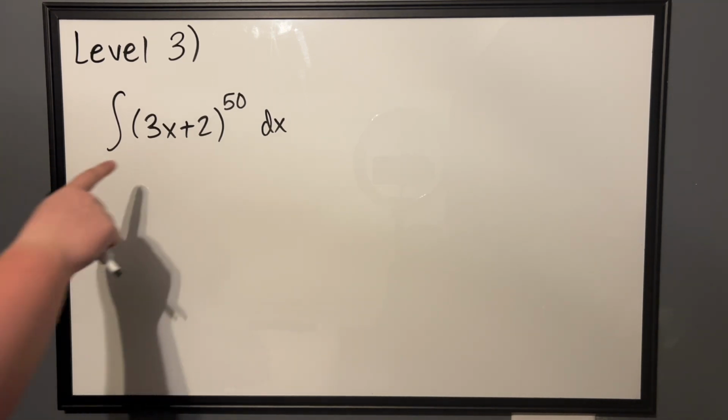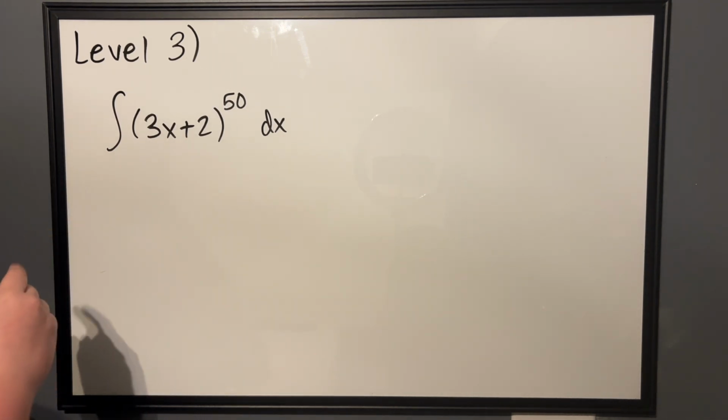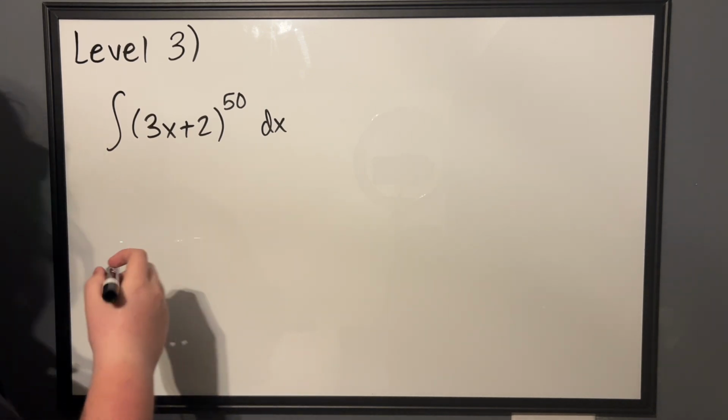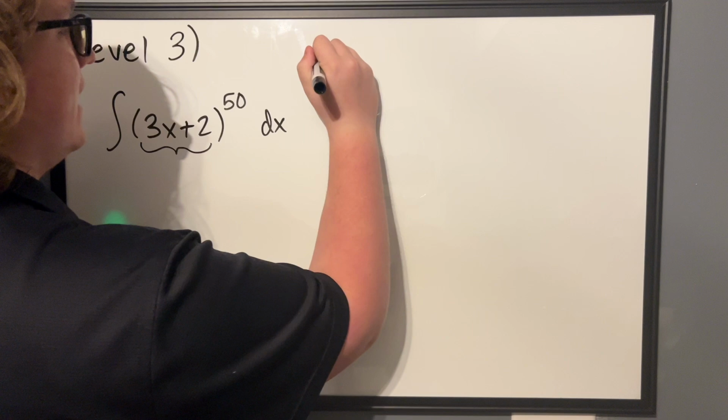Now, this looks crazy. And if we were going to do this using the power rule, we would need to distribute this 50 times into itself, which would take hours, right? We're not going to do that in this video. But what we can do is the process called a u substitution. So we're going to take this entire term in here, and we're going to make that equal to u.